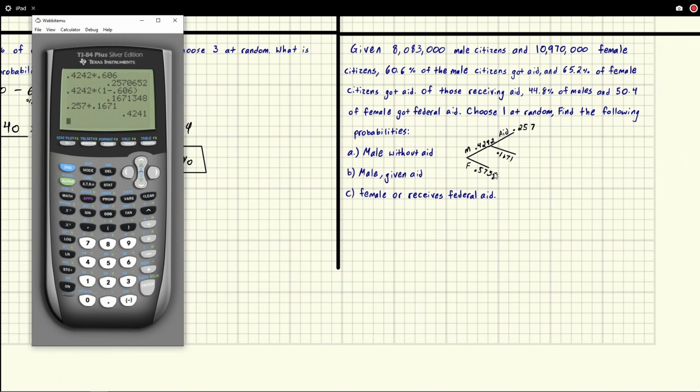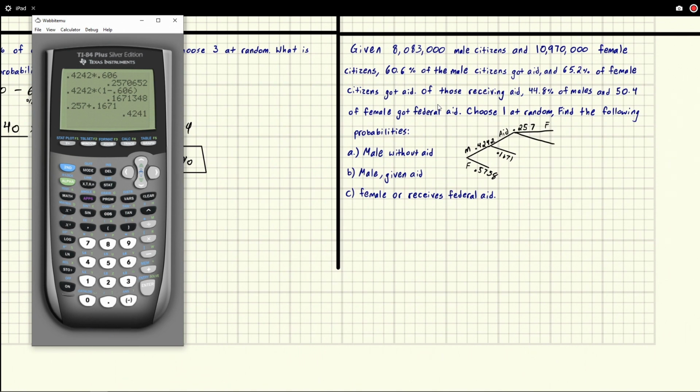And we're going to do the same thing for the females. I'll go faster for the females. We got one more branch though. And then we say, of those receiving aid. So if we've got given male and aid, well, now we've got given aid and male. Given aid, given male. We've got some more information here. 44.8% of males and 58.4% got federal aid. So my tree chart's going to branch off like this now because I'm running out of room.